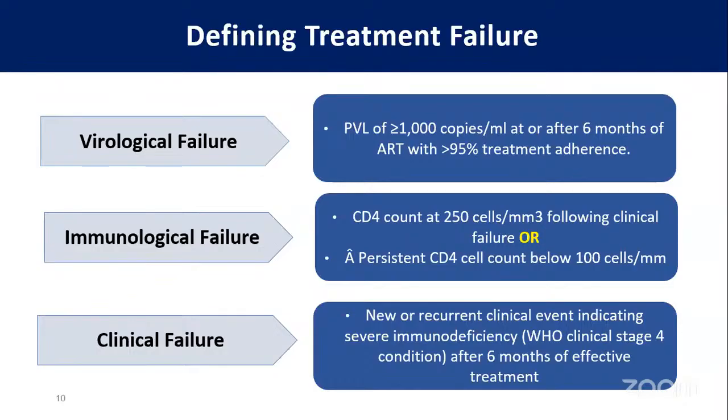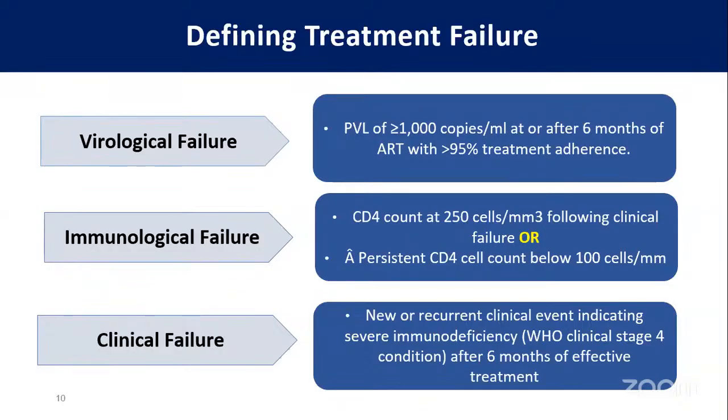The reason is that since we have moved into a routine virologic monitoring strategy in our program, the importance of immunological failure has gone down. We have only two criteria here. One is a persistent CD4 count below 100 cells, despite having ART regularly for 6 to 12 months. And another is, following clinical failure, if the CD4 declines to 250.